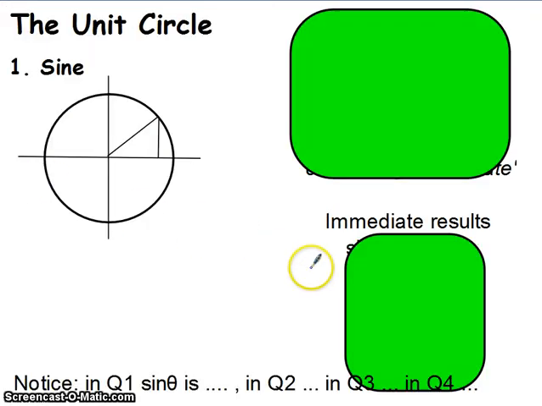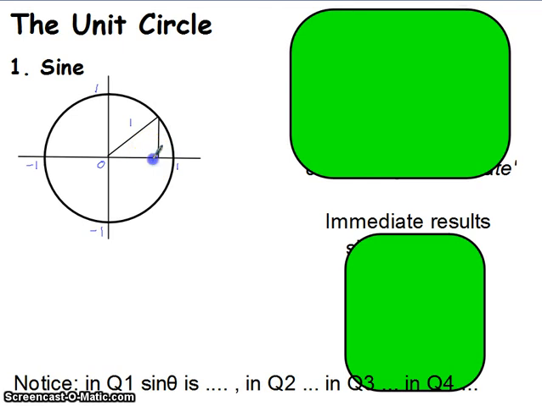We're going to start by looking at the unit circle here. The unit circle is a circle with radius 1. So if we put it in the middle at 0, 0 here, that would give us coordinate points here of 1, 0, of 0, 1, of minus 1, 0, and of 0, minus 1 there.